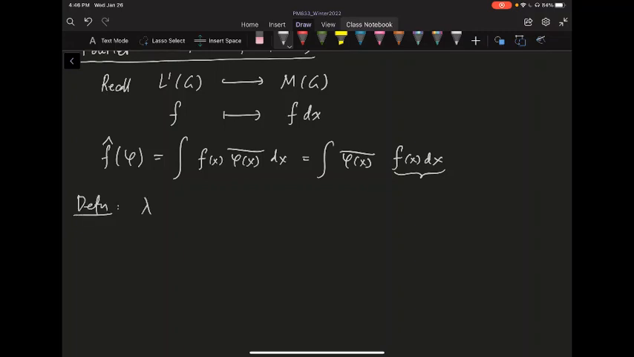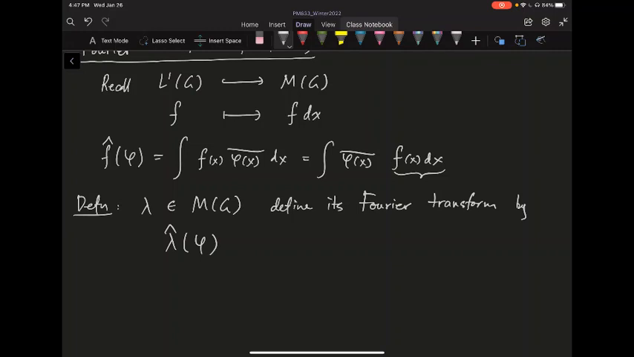If you have, say, lambda inside the M of G, then you can define this Fourier transform by essentially just replacing the f(x) dx by d lambda. So this lambda hat, given a character on the dual group, evaluates to the integral of phi bar d lambda. Okay, so this is the definition.